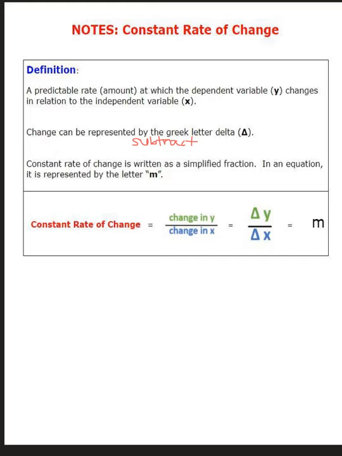Okay, so we want to remember a few things. Constant rate of change is the change in your y values. So your y values will go in the top of your fraction, and the change in the x values will go in the denominator of your fraction. These are just other ways you may see it represented: delta y, change in the y, over delta x, change in the x. And that all equals your m, which is your constant rate of change.